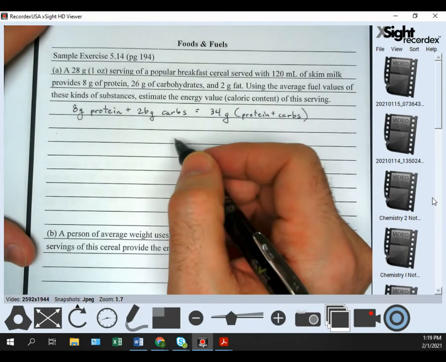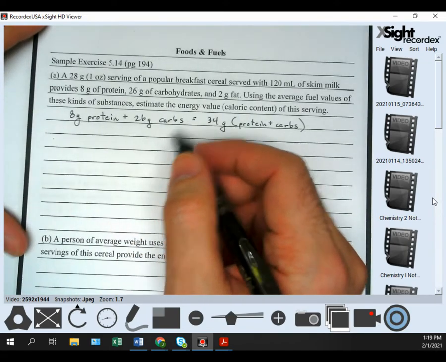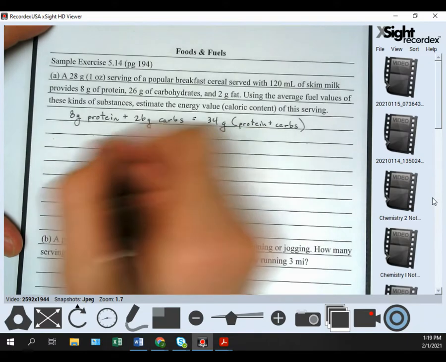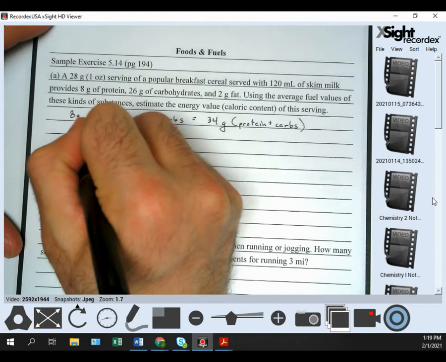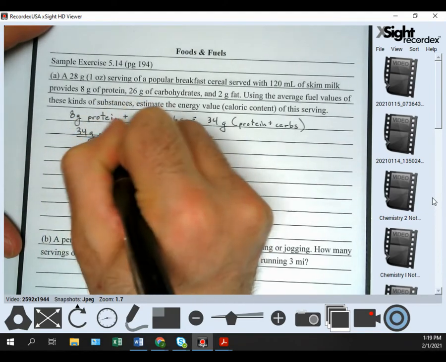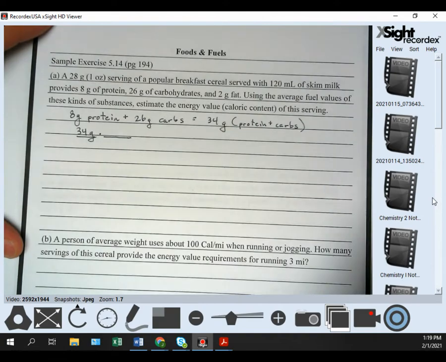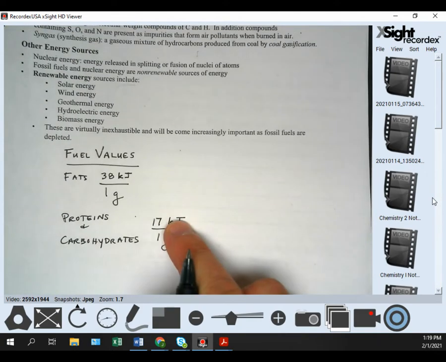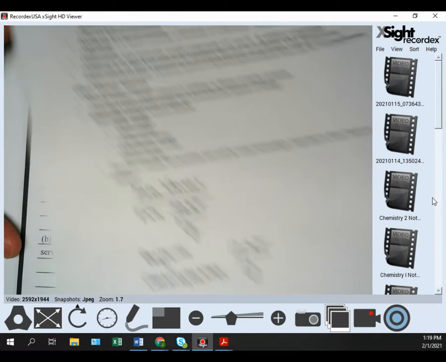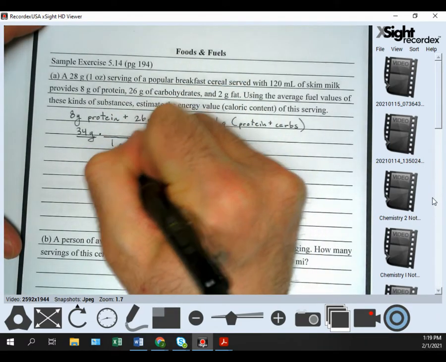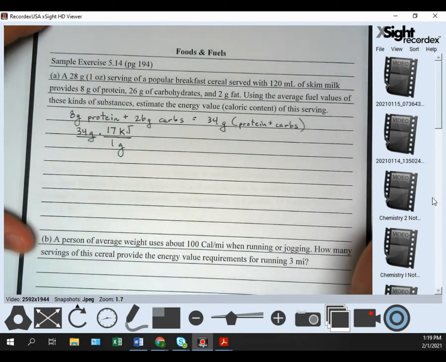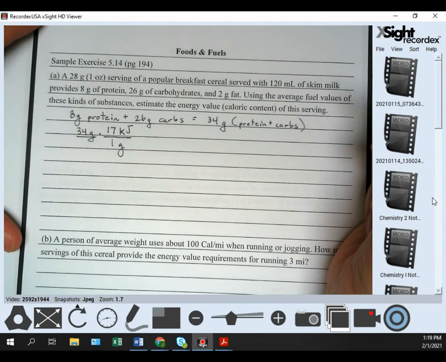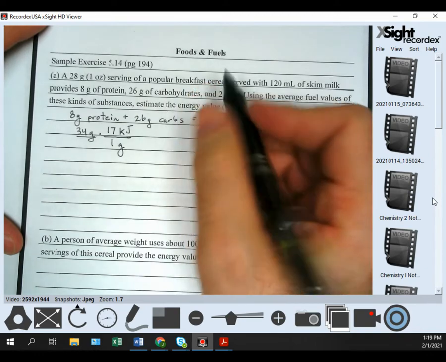Okay. So for the protein and carbs, we're going to do 34 grams. And our protein and carb amount is 1 gram for every 17 kilojoules, correct? So we're going to go 1 gram, 17 kilojoules. Okay. Everybody all right so far? Makes sense? Okay.